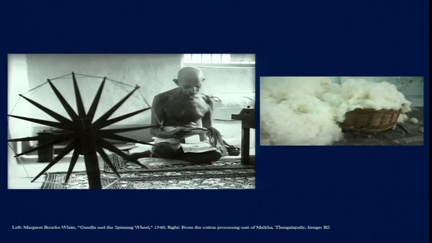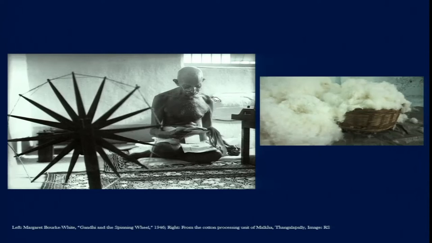So here on screen we have an iconic image of Mahatma Gandhi. This photograph was taken by Margaret Bourke White. There is a spinning wheel in the foreground, and in the background Mahatma Gandhi is seated, draped only in a lower garment, a regular white cotton dhoti, and he is engaged in reading something. This image was taken in 1946, right before independence.